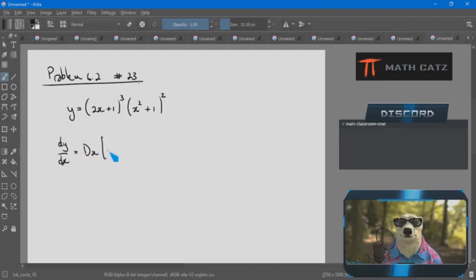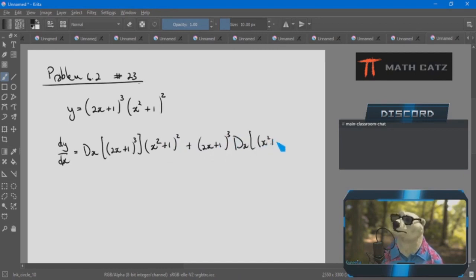Derivative of the first. And again, I'm not ready for this derivative maybe. I just want to write down what I still need to do. Times the second plus the first times the derivative of the second. I'm not ready for it. I'll look at it later and think what needs to be done. Okay?